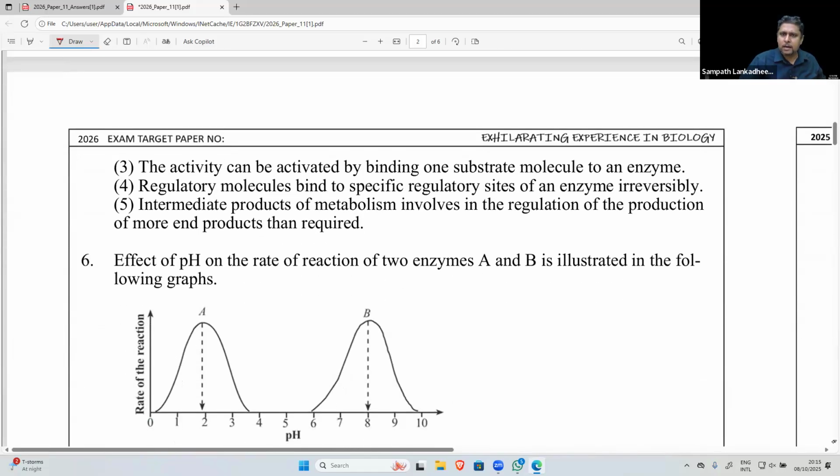The activity can be activated by binding one substrate molecule to an enzyme. Okay, again, the activity can be activated by binding one substrate molecule to an enzyme. Binding one substrate molecule, cooperativity, correct.